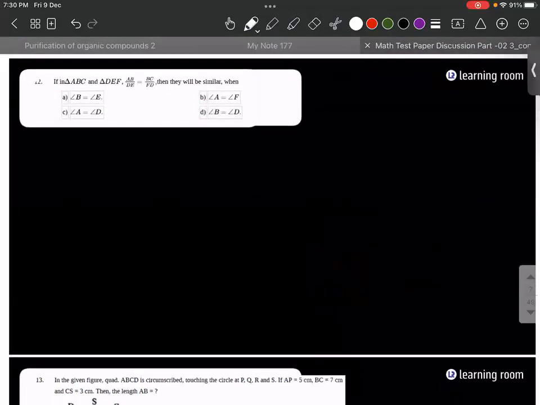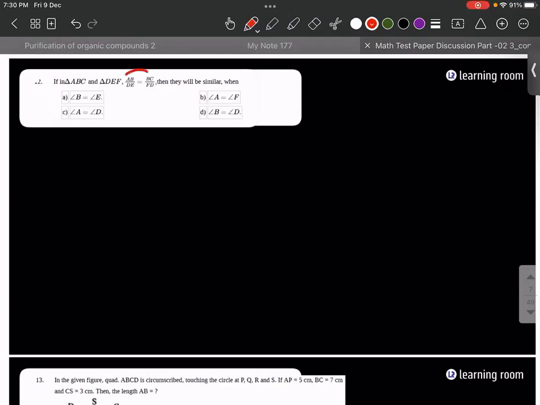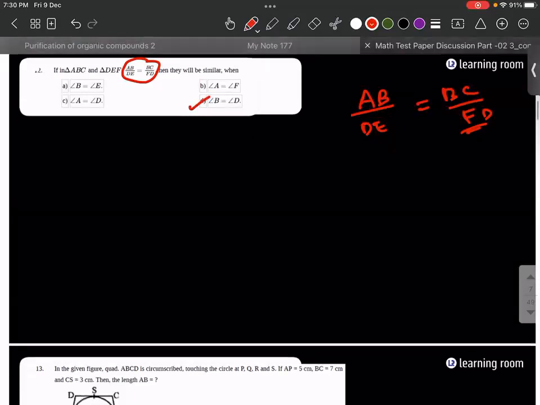12th one. If in triangles ABC and DEF, AB by DE is equal to BC divided by FD, then what can you say? Angle B is equal to angle D. Option D is correct. Yes, so everybody got the logic.